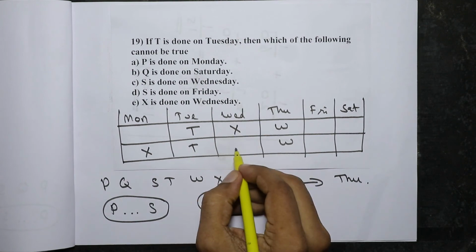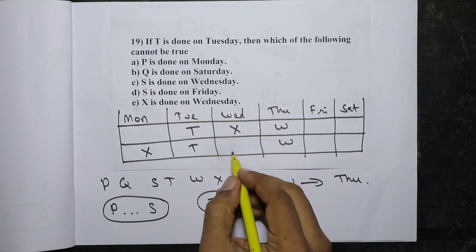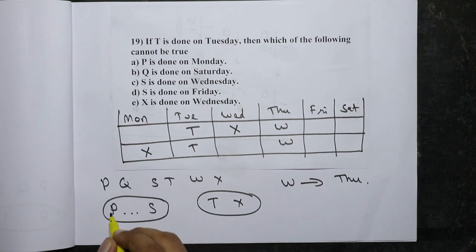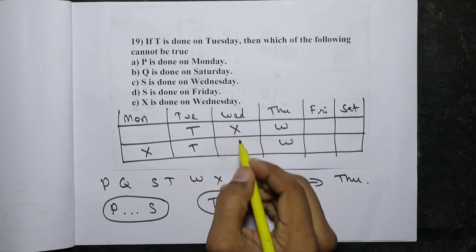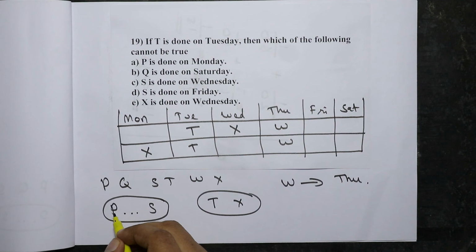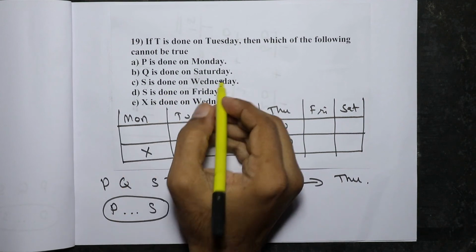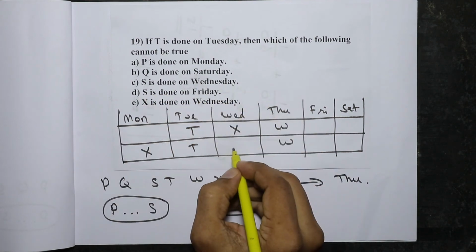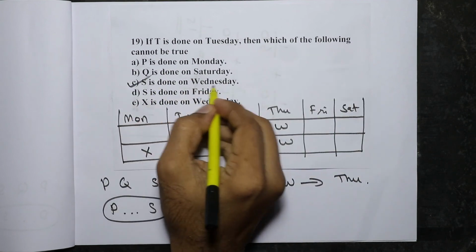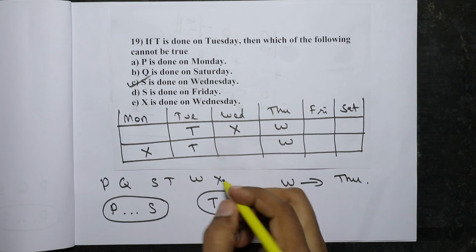Now in this case also S cannot be done on Wednesday because before S there should be P and there is no space for P. So if you do S on Wednesday, there will not be any days for P. So this cannot be true. S is done on Wednesday, that is not possible. So what is not possible is option C.